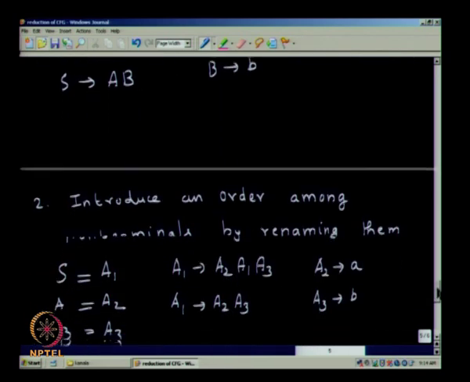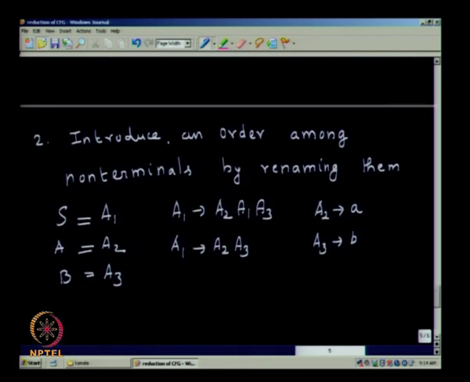That is the first step. Then the second step is, among the non-terminals, you introduce an ordering, call them A1, A2, A3. So, in this example, you can take S to be A1, A to be A2 and B to be A3. Then the rules will be of this form: A1 goes to A2 A1 A3, A1 goes to A2 A3, and then A2 goes to A, A3 goes to B. You introduce an ordering among the non-terminals. Again, this is just renaming of non-terminals, so the language generated is not going to be affected.